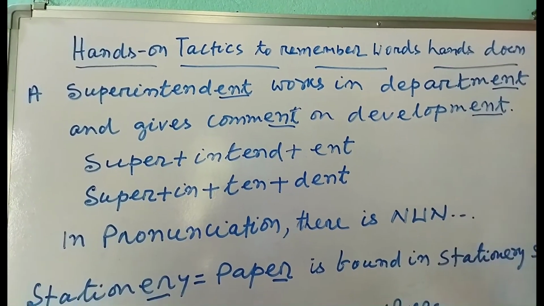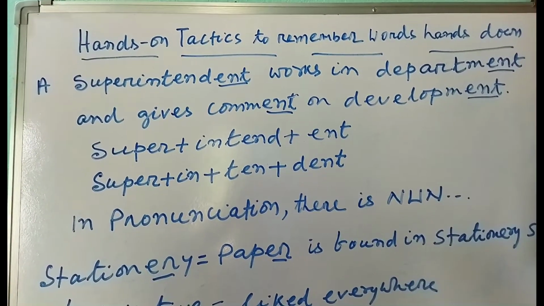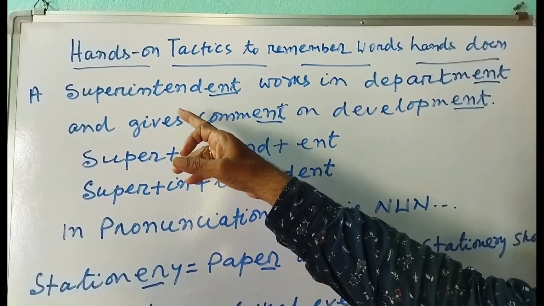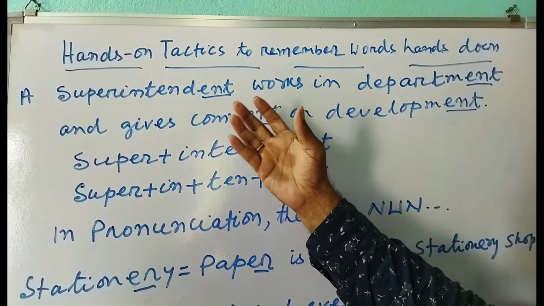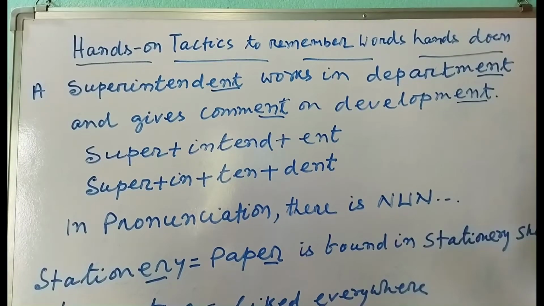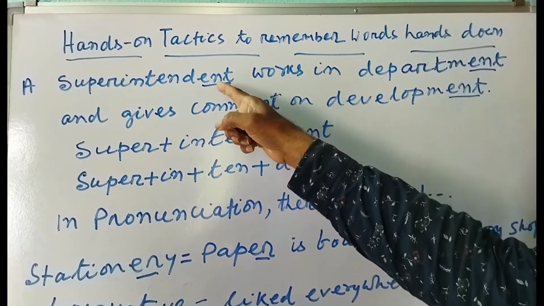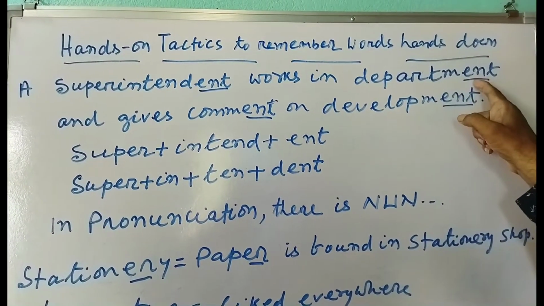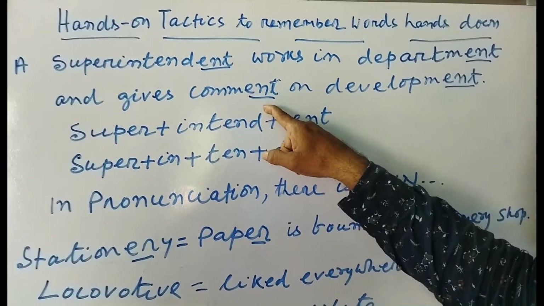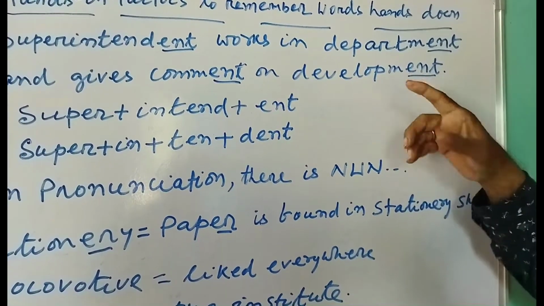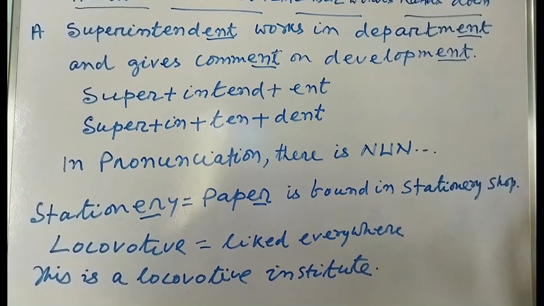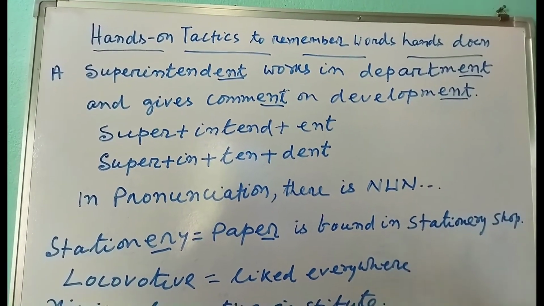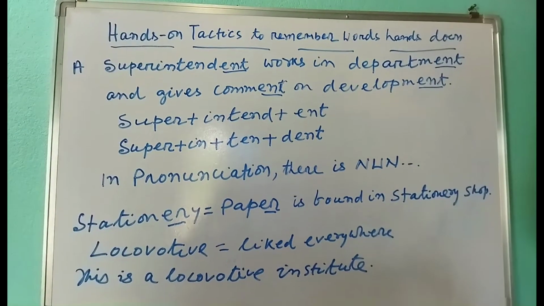Suppose there is the word superintendent. Many students write S-U-P-E-R-I-N-T-E-N-D-E-N-T or D-A-N-T, so it becomes very confusing. So remember, a superintendent, E-N-T, works in a department, E-N-T, and gives a comment, E-N-T, on development, E-N-T. So now it will be easier for you to remember words. You can know the spelling of superintendent hands down.